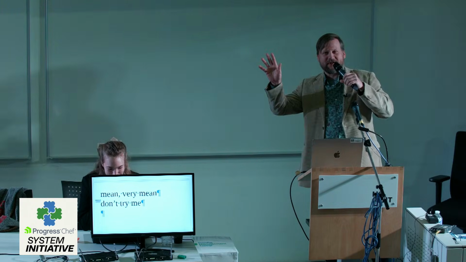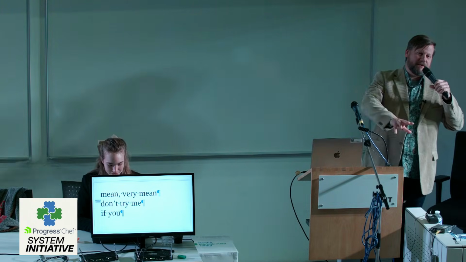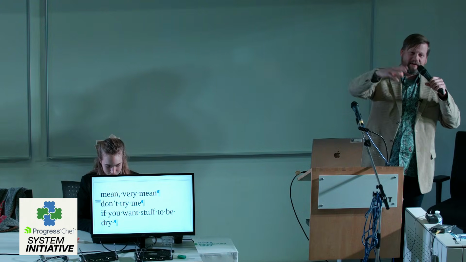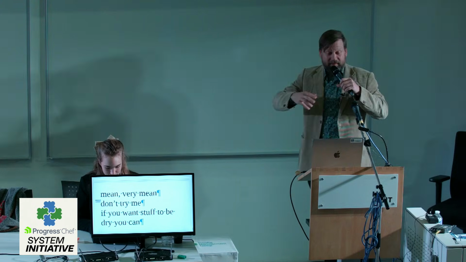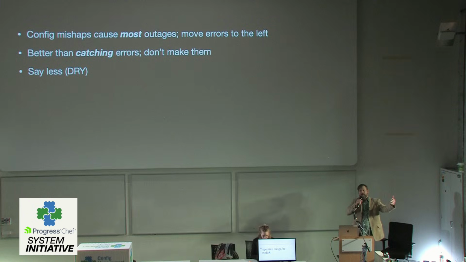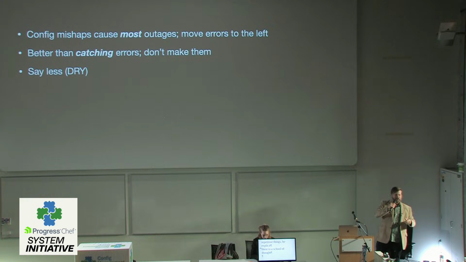So, if you want stuff to be dry, you can't use your JSON or your YAML, because those things are repetitive. You have to be fully explicit. And so there's a question I often get when people first hear that I'm working on a configuration language. They go, it's not Turing complete, is it? Because then I will not use it.